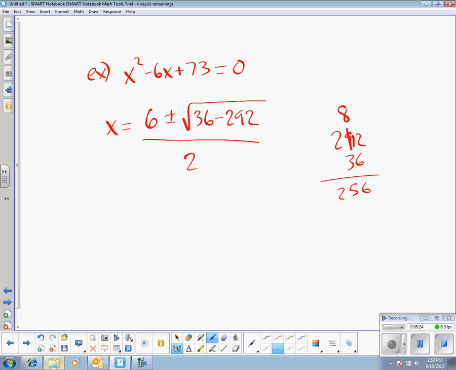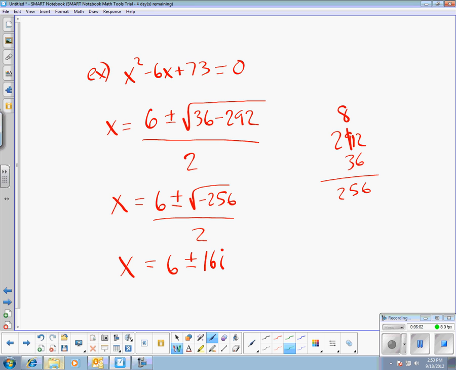$256. Okay, so it's negative because it's 36. Minus 6 plus or minus the square root of negative 256, over 2. 256 is a number we don't mind seeing because it is a perfect square, and the square root of 256 is 16. So 6 plus or minus. Now here's an important fact. A negative sign inside the radical is the same as i on the outside. So that's 16i.